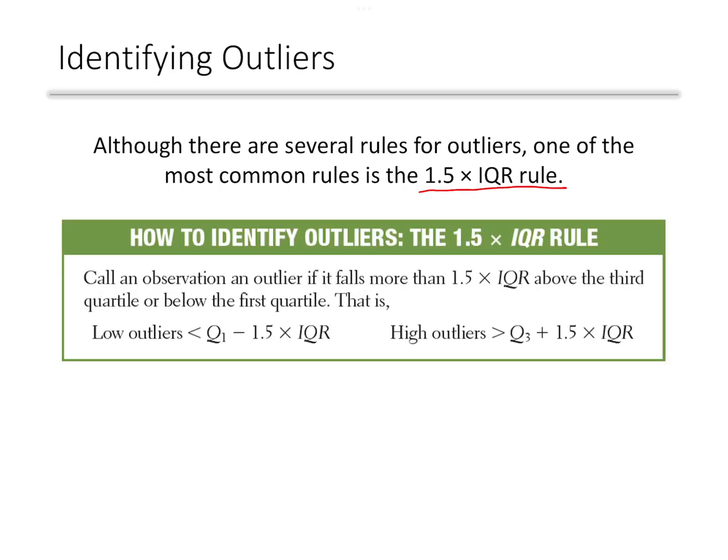What this tells us is that an observation is an outlier if it falls more than 1.5 times our IQR above the third quartile or below the first quartile. So these are our formulas. It's a low outlier if it's less than Q1 minus 1.5 times our IQR, and a high outlier if it's greater than Q3 plus 1.5 times our IQR.